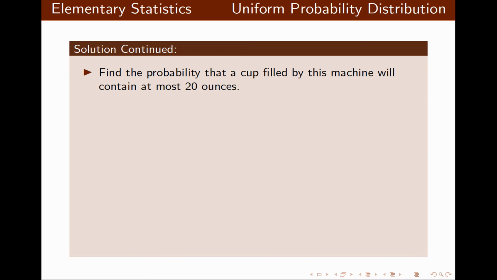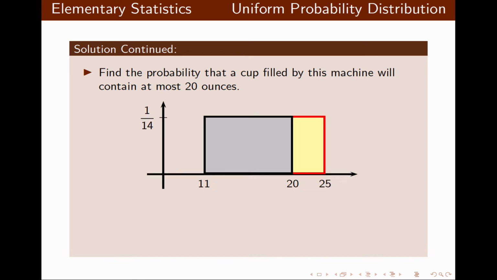0.75. Now we want to find the probability that a cup filled by this machine will contain at most 20 ounces. So at most means less than or equal to. So again, we're looking for that gray region, the area of the gray region. So we find the difference between 20 and 11 times the width of the rectangle, which is 1 over 14. So that probability is 0.643.